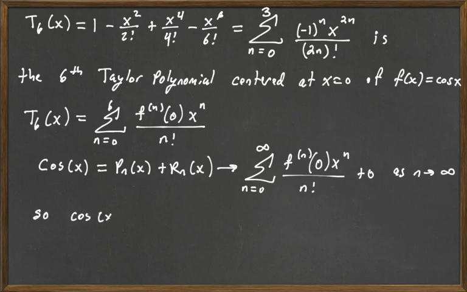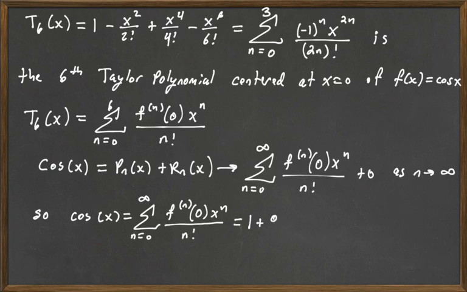So the cosine of x is equal to the sum n equals 0 to infinity of the nth derivative evaluated at 0, x to the n, all over n factorial. Okay, and so let's write out some terms. So that's going to be 1 plus 0x minus x squared over 2 factorial. And if you remember, we started with cosine. Derivative of cosine is minus sine, and derivative of minus sine is minus cosine, and derivative of minus cosine should be positive sine.